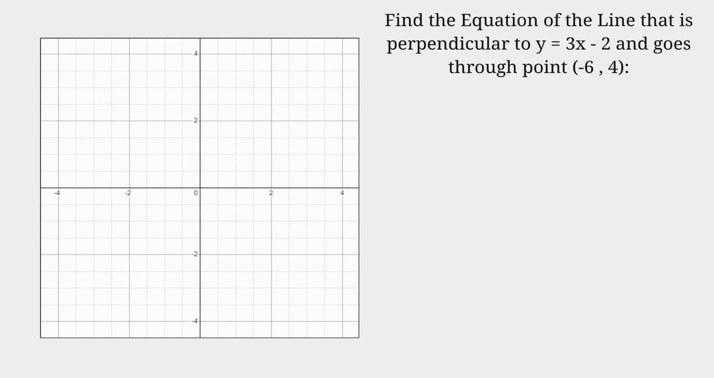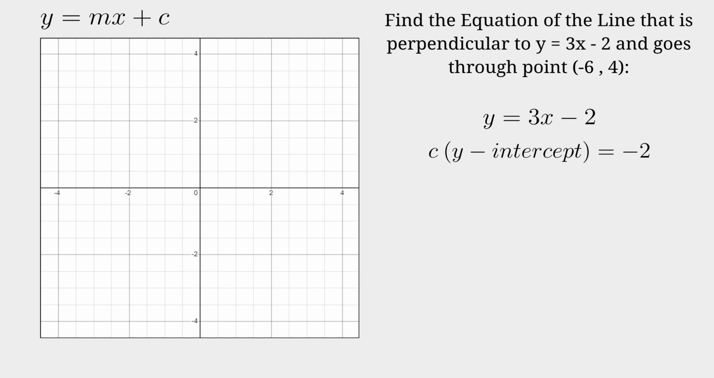Now this question is a bit more tricky, but if you break it down, you'll be able to do it. Find the equation of the line that is perpendicular to y equals 3x minus 2 and goes through the point (-6, 4). Since our answer is going to be a straight line, we can work with the formula y equals mx plus c. We can start off by drawing the line y equals 3x minus 2. The y-axis intercept, which is c, is -2. So we have one coordinate so far, which is (0, -2).